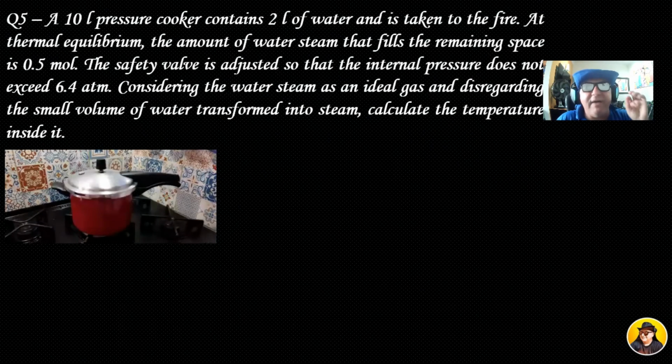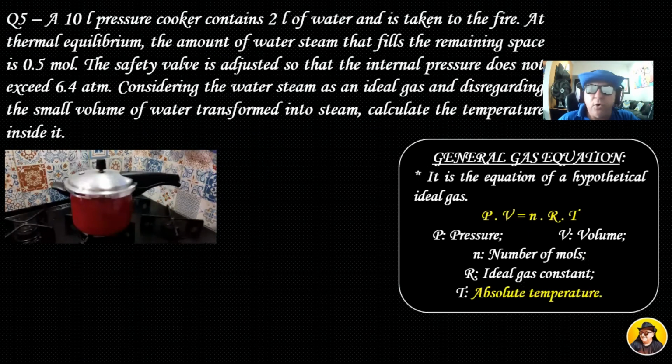Here we have an illustrated picture, as always. We are talking about the general gas equation. It is the equation of a hypothetical ideal gas. So P times V is N times R times T. P is the pressure, V volume, N number of moles, R the ideal gas constant, and T the absolute temperature. Don't forget, we cannot use Celsius, neither Fahrenheit, only Kelvin.